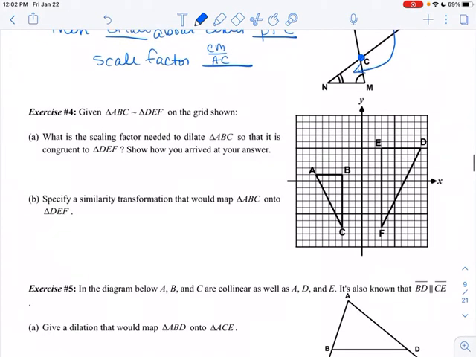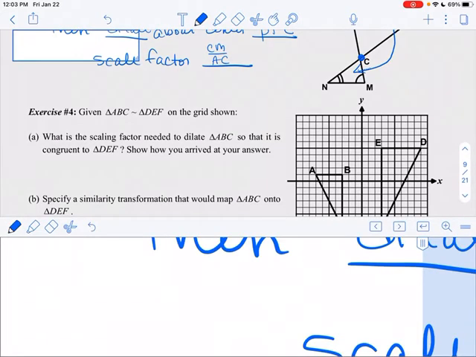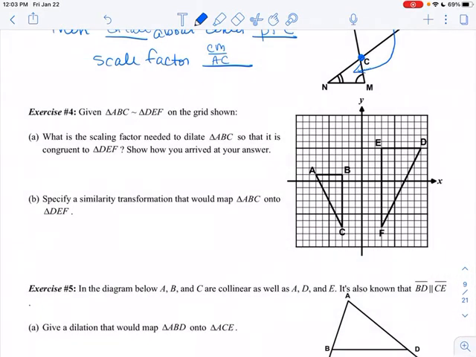So given triangle ABC similar to DEF on the grid below, what is the scaling factor needed to dilate ABC so that it is congruent to DEF? All right, so I want to know, how do I go from AB to DE? It doesn't matter which side you use because all sides have the same scale factor. Just make sure you're picking a side where you can count the length.